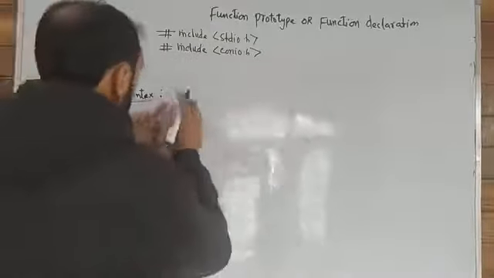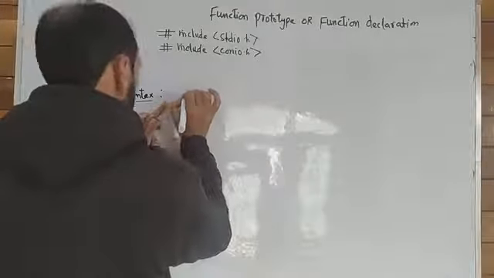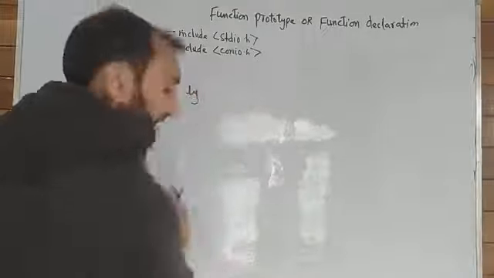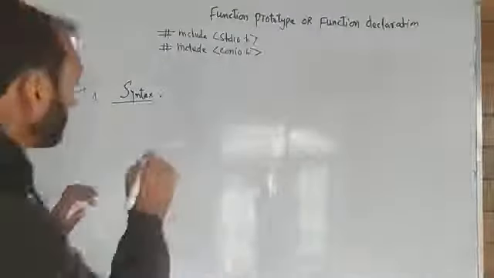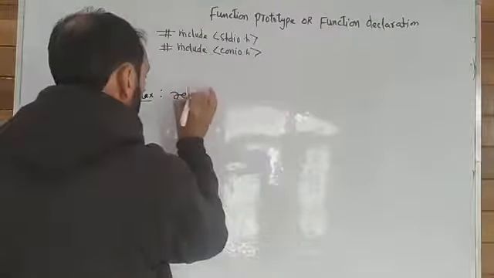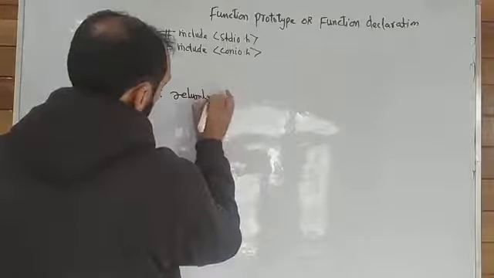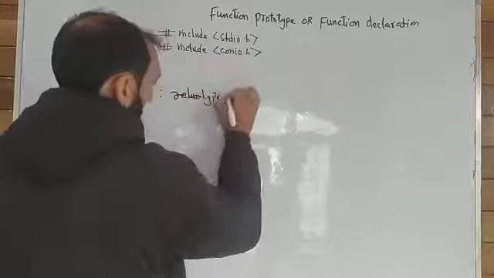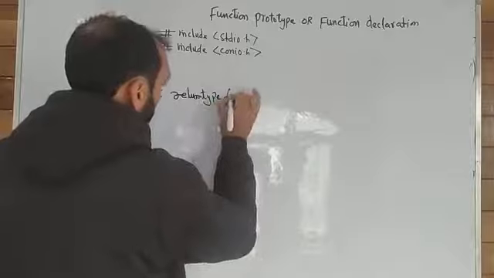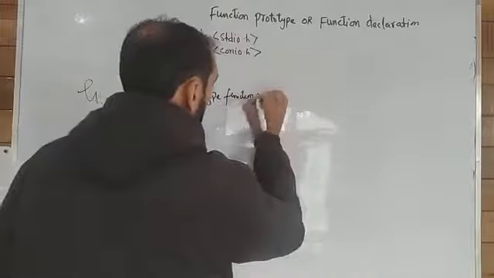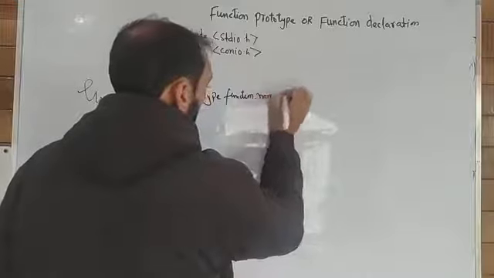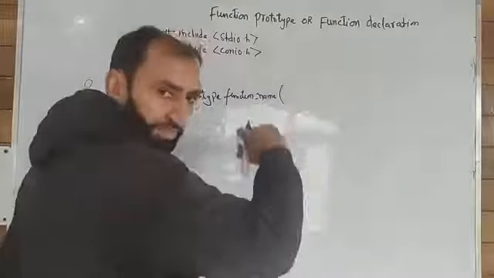first of all the type, or more precisely the return type, then the function name, or you can say the name of the function. Then these parentheses are the indication of a function.